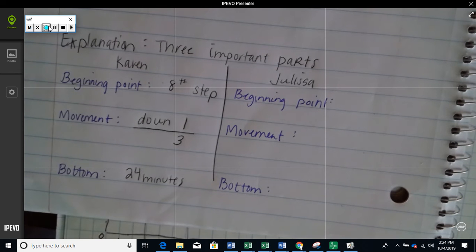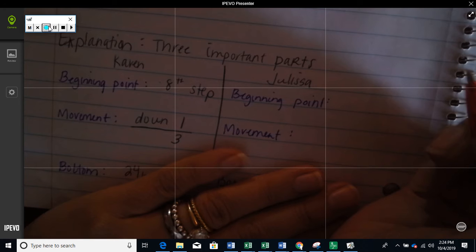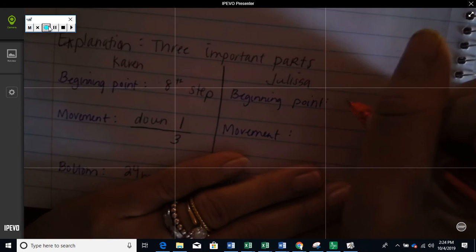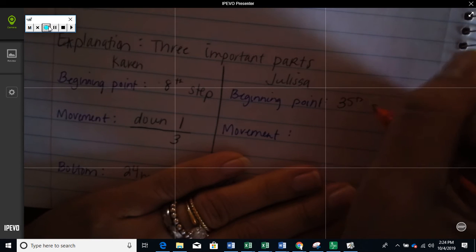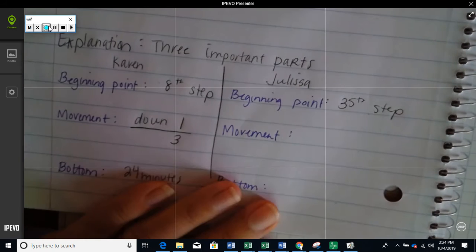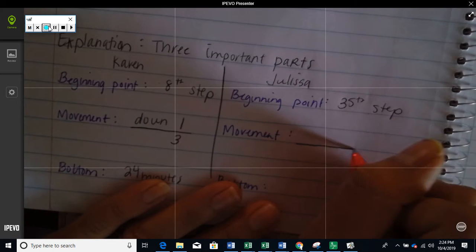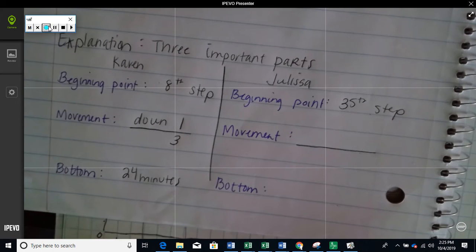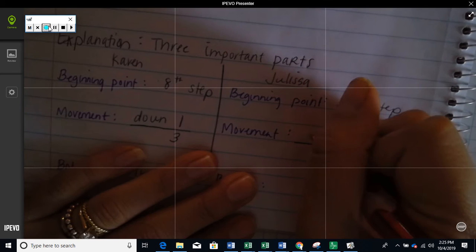All right, so for Julissa, RJ, can you tell me what you got for the beginning point? Yeah, she's on the 35th step. And then for her movement, I'm going to write it as a fraction. We said that fraction was like an 8th grade word. We're going to talk about what the algebra word for it is. She moves in what direction?